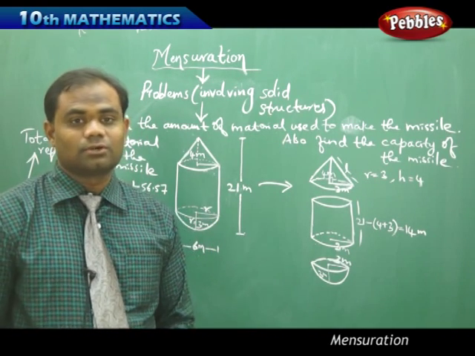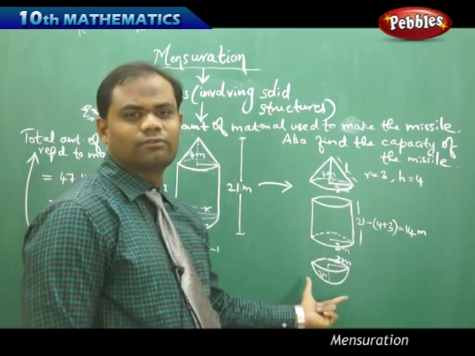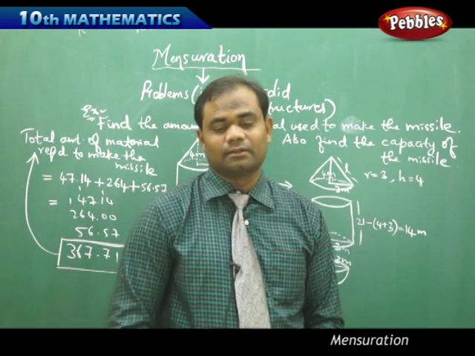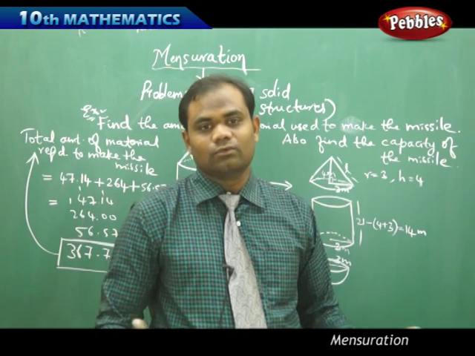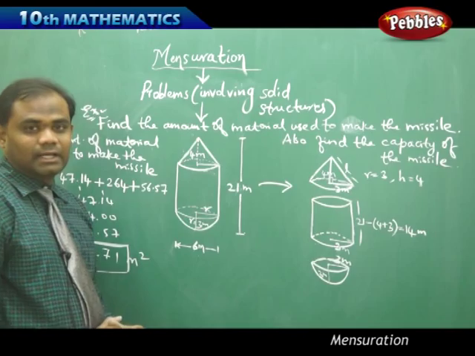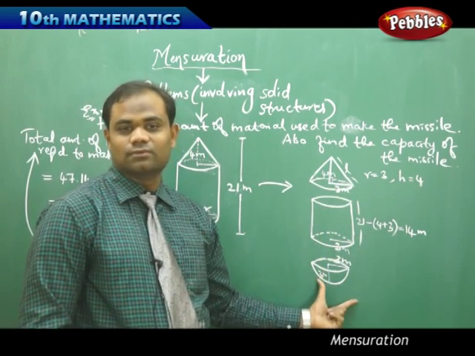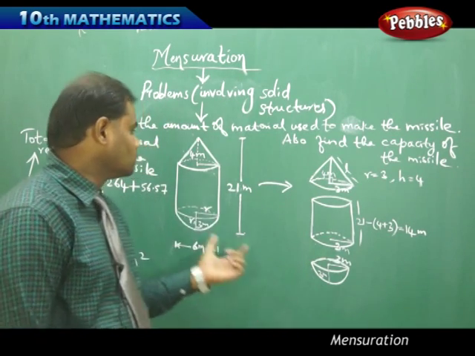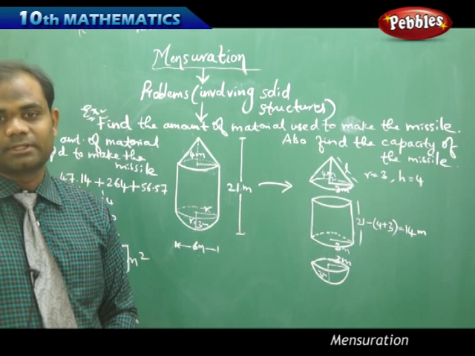Now the question comes on how the second question is answered in terms of each of the regions. The question here is, find the capacity of the missile. The capacity is understood as clearly the volume of the missile. So when I want to find the volume of the missile, it is nothing but volume of the cone plus volume of the cylinder plus volume of the hemisphere. When added up, it gives me the total volume of the missile. So let's find each of the volumes respectively.